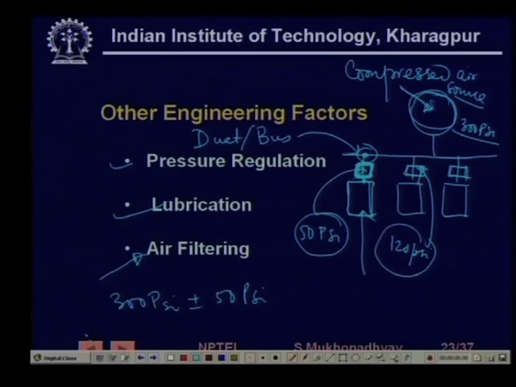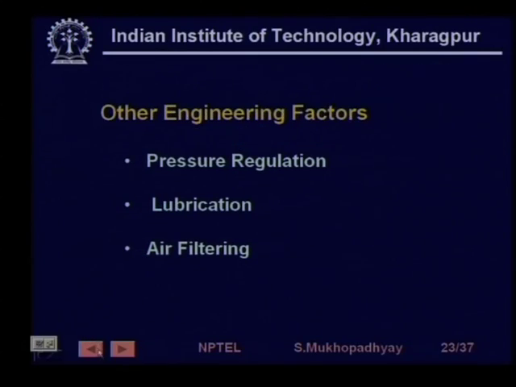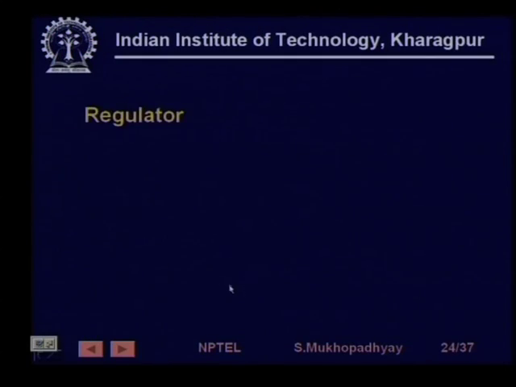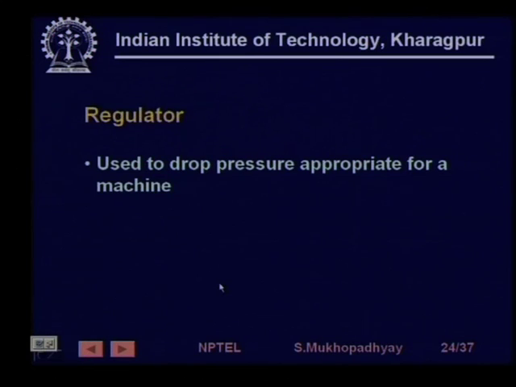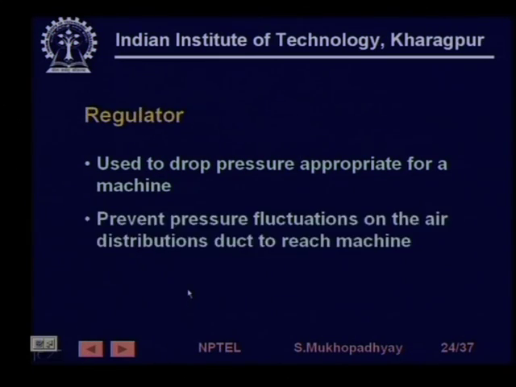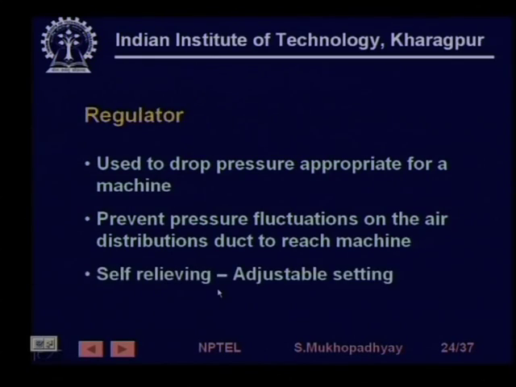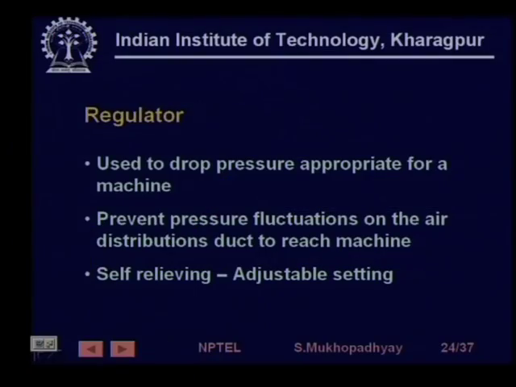So, we need equipment to take care of these. A regulator is used to drop pressure to a level which is appropriate for a machine, and it prevents pressure fluctuations on the air distribution duct from reaching the machine. The settings can generally be adjusted, and it is self-relieving in the sense that if there is too much inlet pressure, then it generally relieves that pressure.